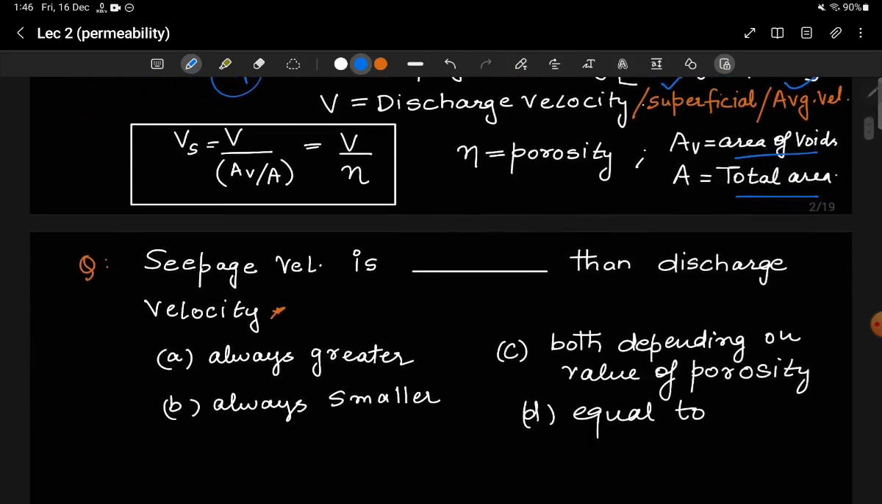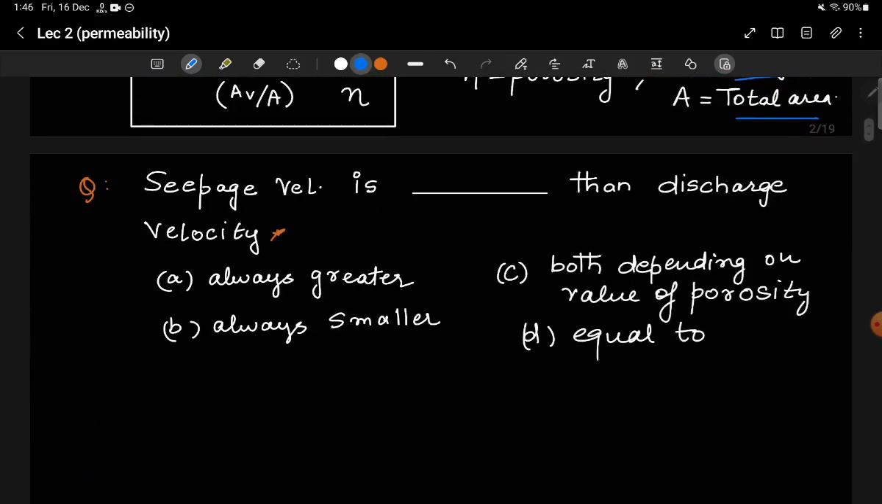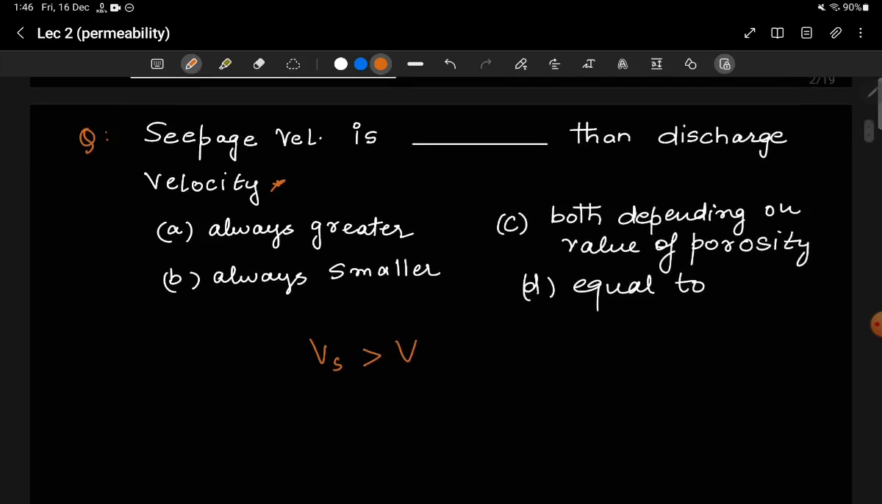Now the first question that comes is: seepage velocity is dash than discharge velocity. The first option is seepage velocity is always greater than the discharge velocity, A. B is both depending on the value of porosity. I mean, it says that both seepage and discharge velocity depend on porosity, which is wrong. C is wrong.